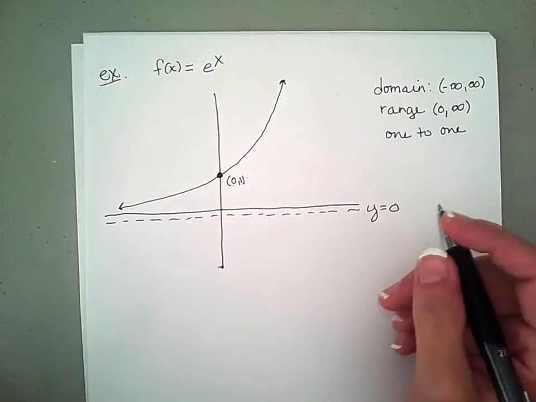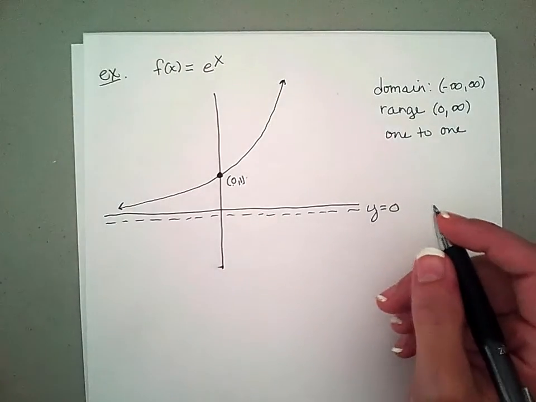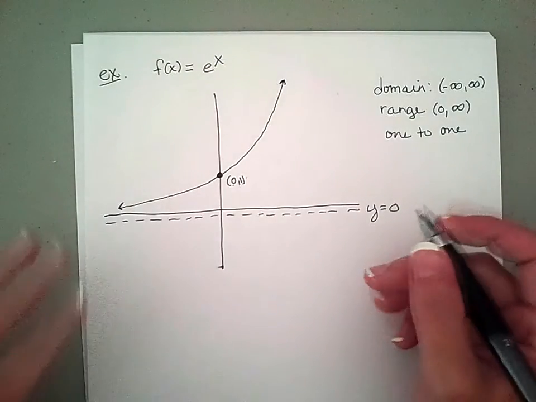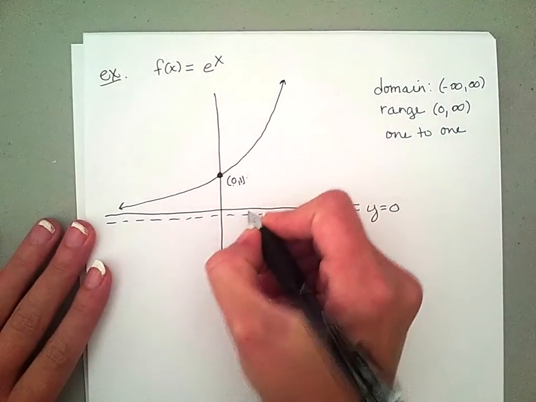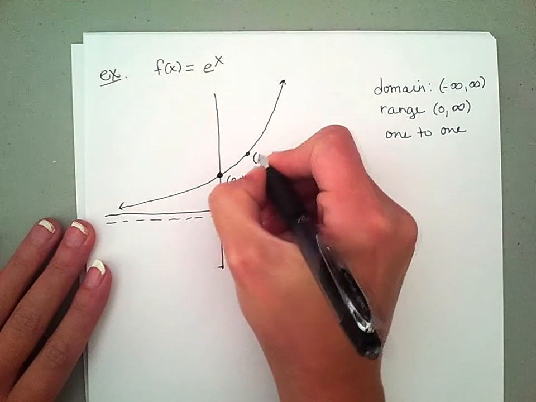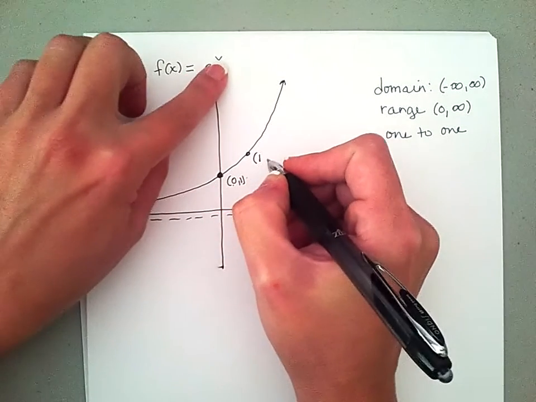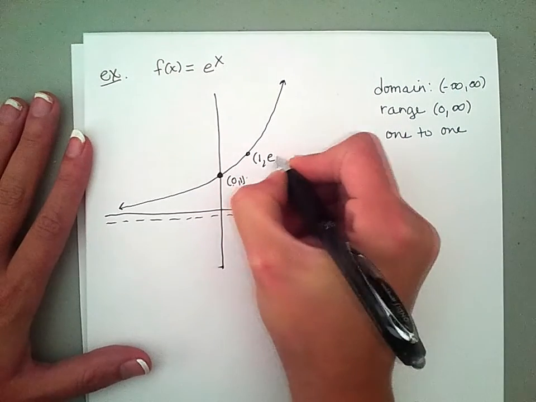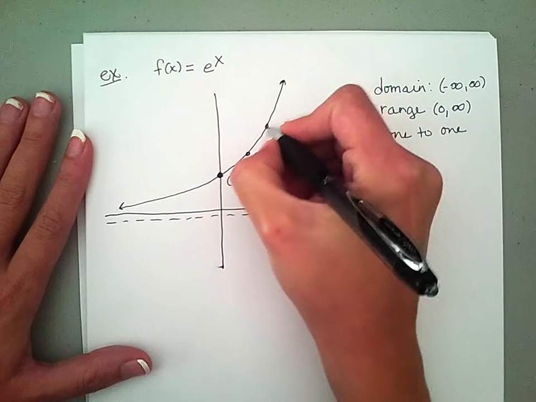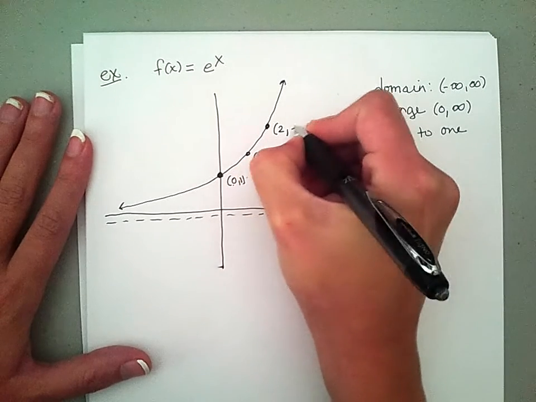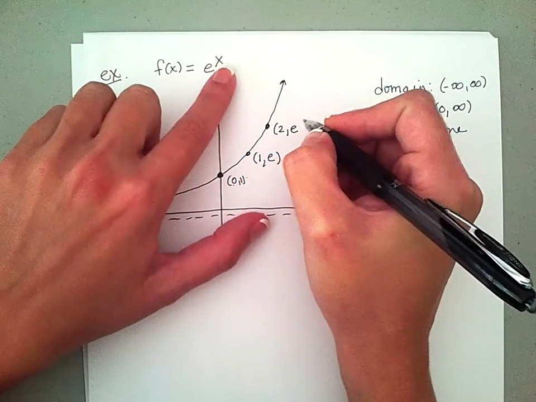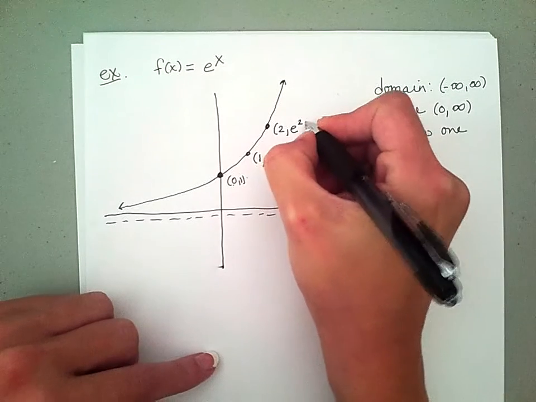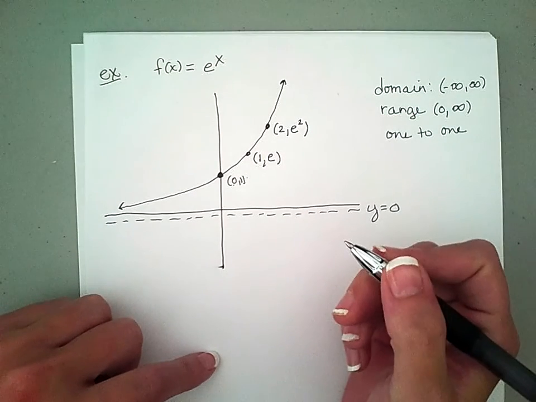Now the question is, how do we label this if we're not using a calculator? The answer is it's quite easy, actually. If x is 1, then I would put e to the first power, which is simply e. If x is 2, then we would substitute in 2 for x, so our ordered pair would be (2, e squared).